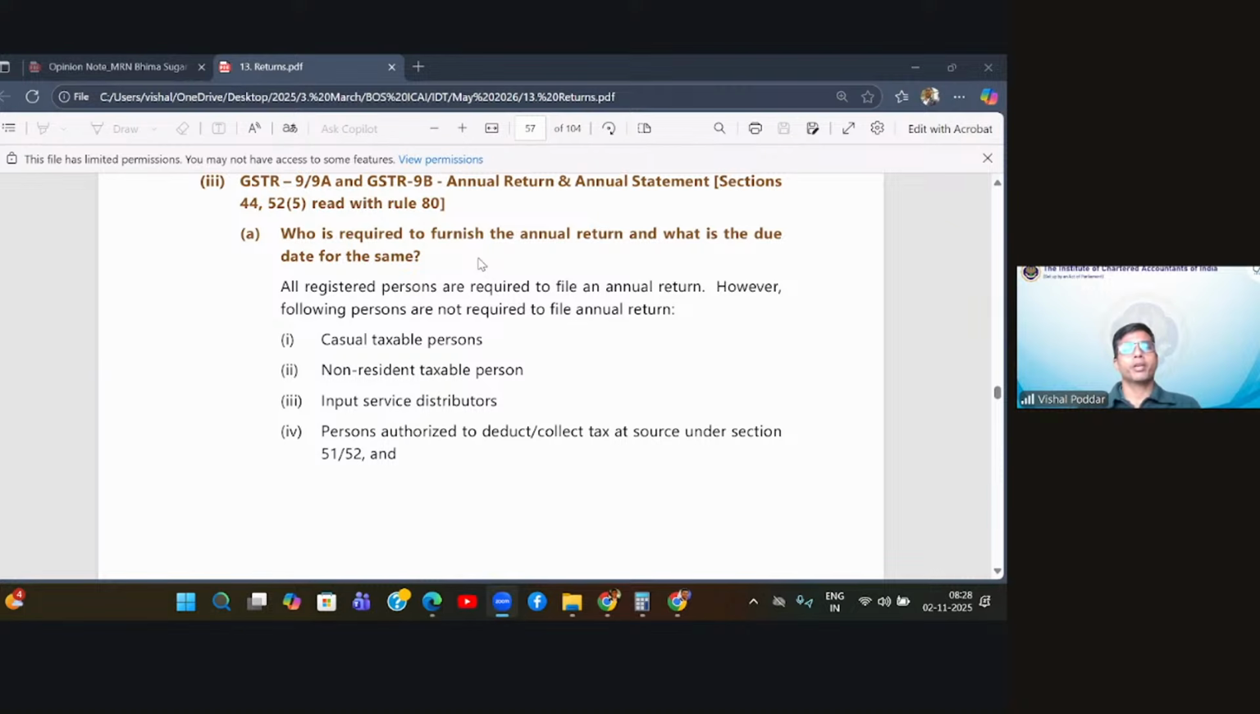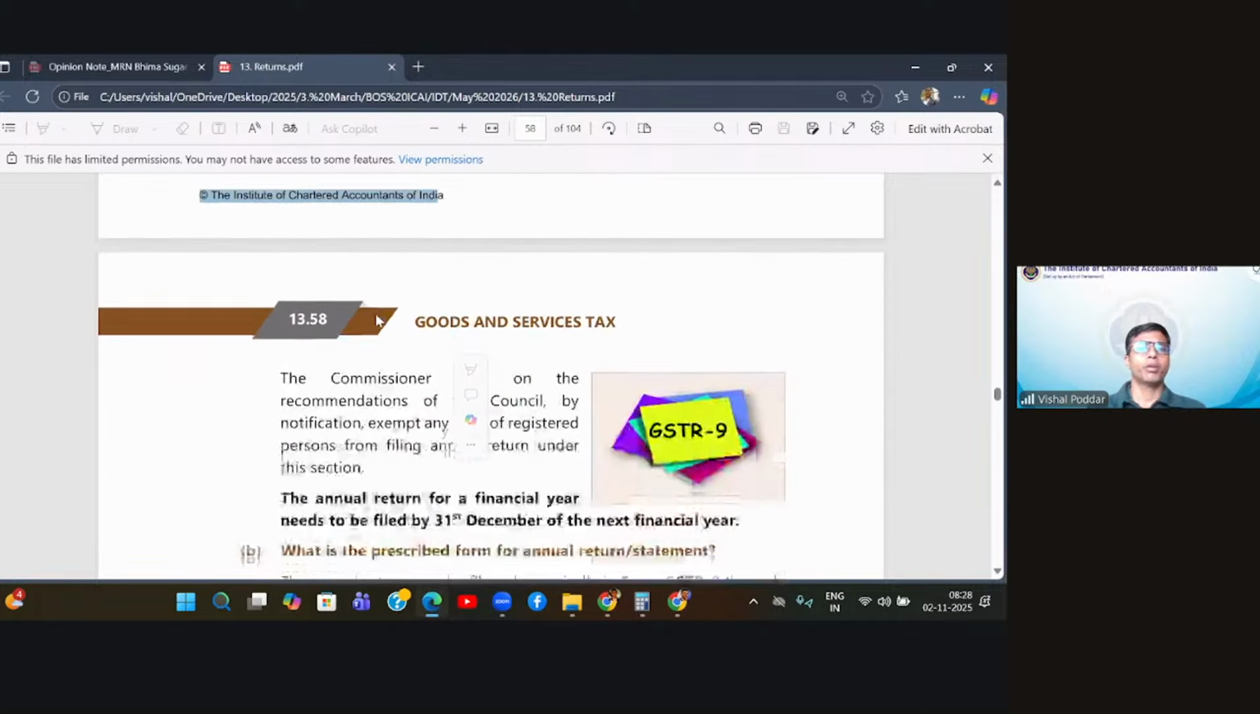Now coming to annual return. Annual return is mainly applicable to all regular registered persons. It is not applicable to CTP and RTP because they will not be in existence till that date. It is not applicable to ISD because ISD is not doing any transaction. It is just internally distributing the credit, so monthly return is sufficient. And for TDS and TCS, there is no need for an annual return.